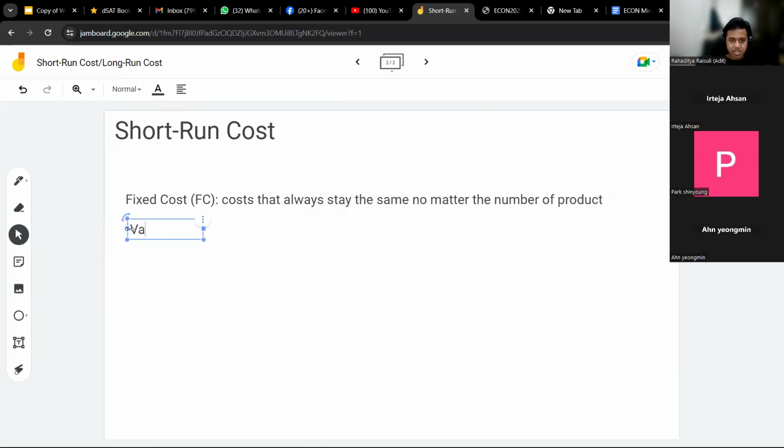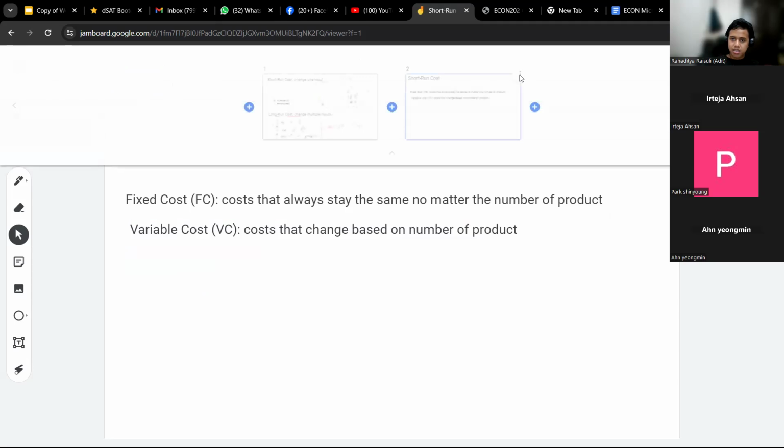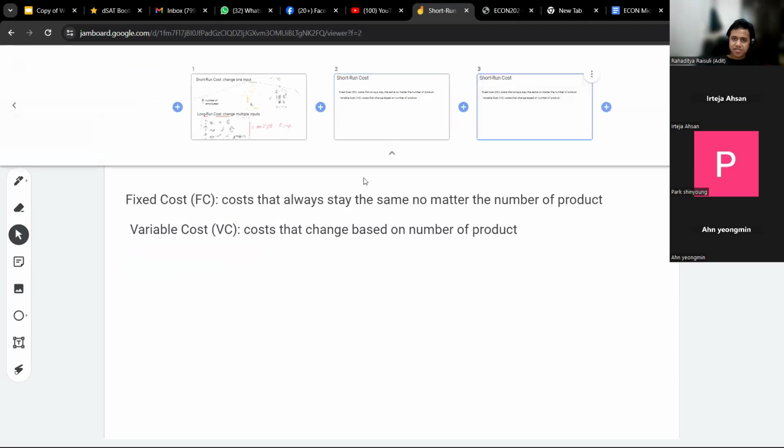Whereas variable cost, VC, is the cost that changes based on the number produced. So I'll give you an example of the difference between fixed cost and variable cost.